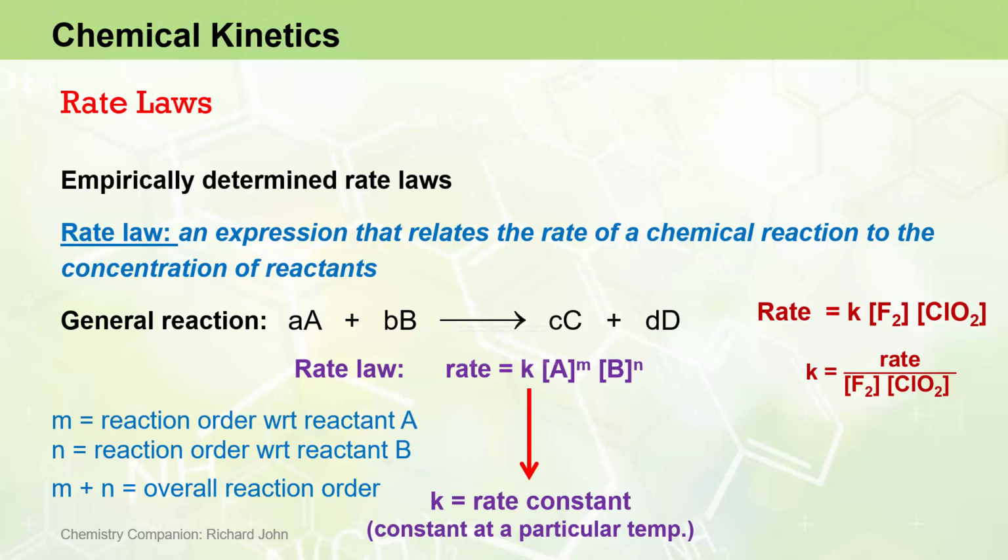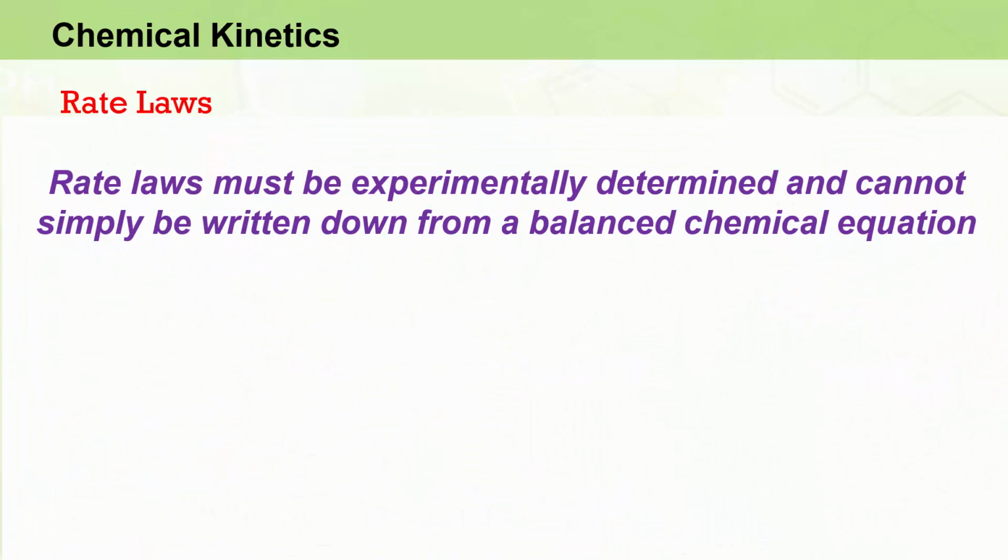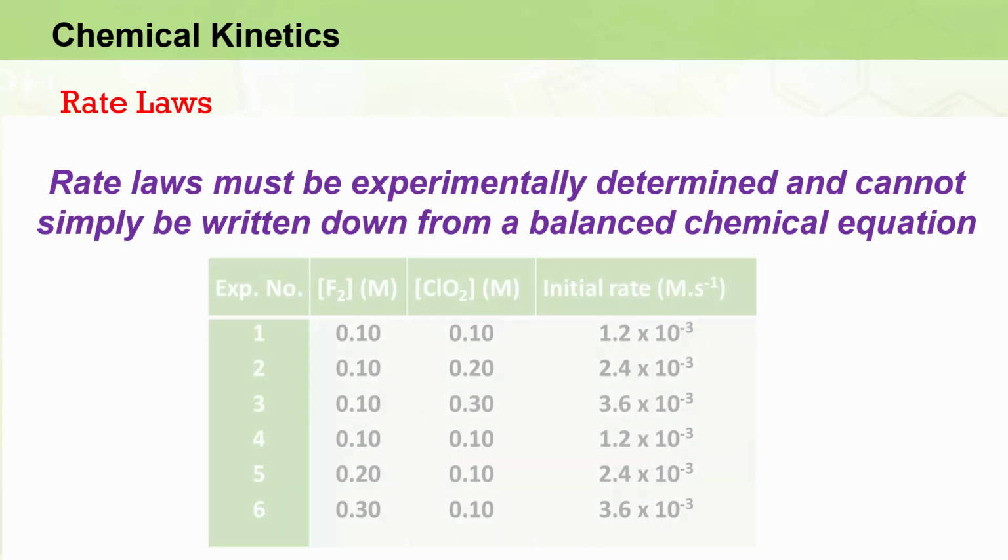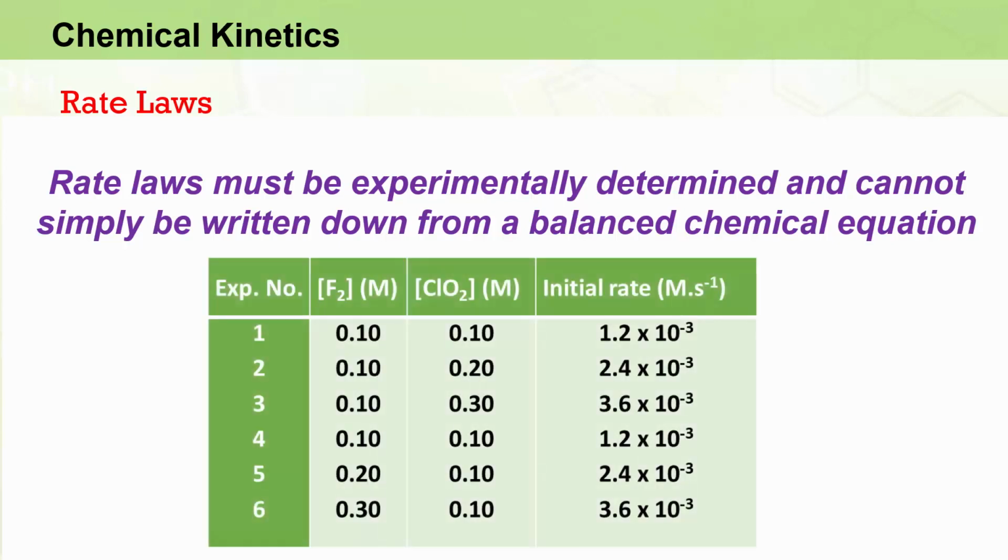For now, however, it is very important to note that rate laws must be experimentally determined and cannot simply be written down from a balanced chemical equation. We determine the rate law from experimental data that includes rate and concentration information, using the type of approach we just employed a minute ago. Again, we'll get more practice with this in the next video in this series.